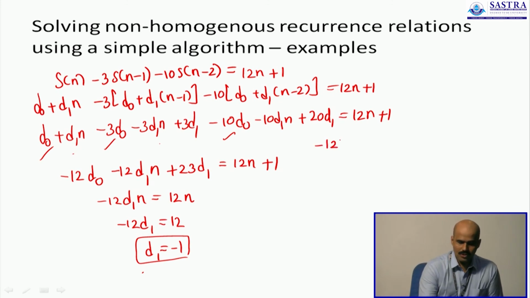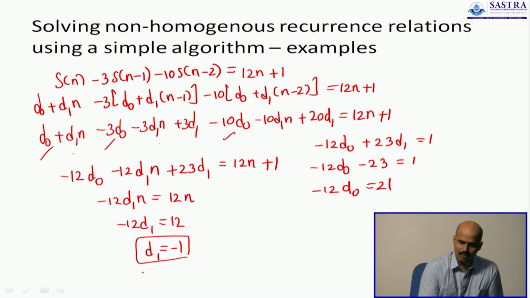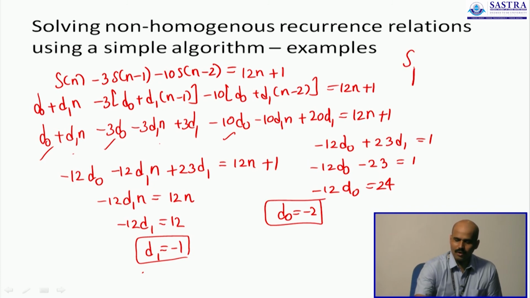Let's group the constants. Minus 12 d naught plus 23 d1 is 1, minus 12 d naught plus 23 times minus 1, minus 23 is 1 again, minus 12 d naught is plus 24, or d naught is just minus 2. So the particular solution you're looking for, Sp of n, is minus 2 minus n.